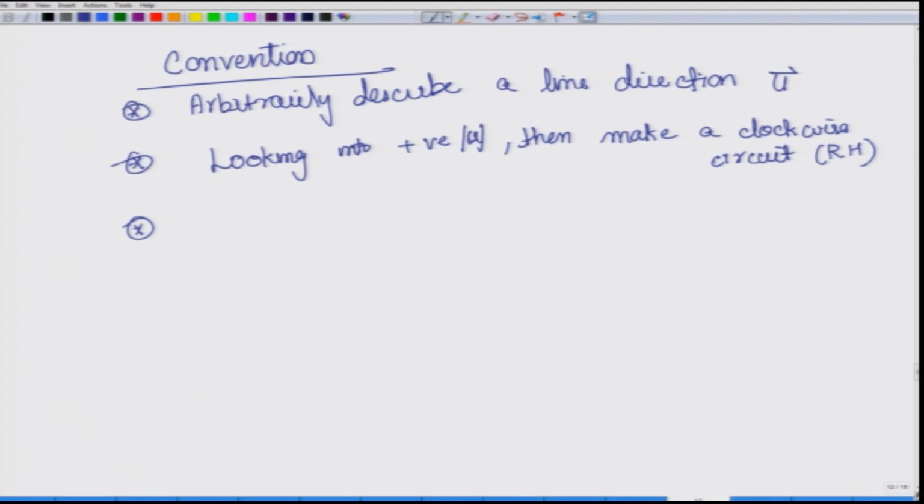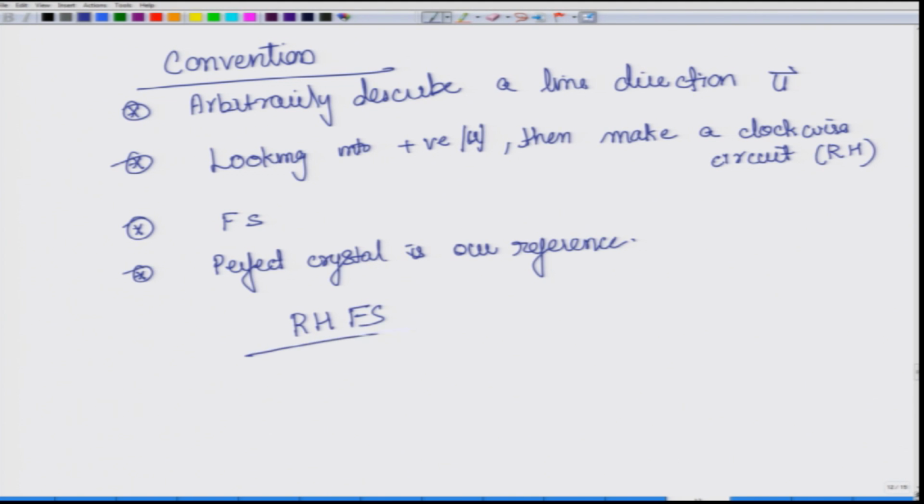Now, another last one is we will take FS, meaning finish to start. So, this is the last convention, meaning wherever you are finished, you will take the vector from there to start. And another thing was with respect to reference. So, the perfect crystal is our reference. So, overall this will be described as the RHFS convention.